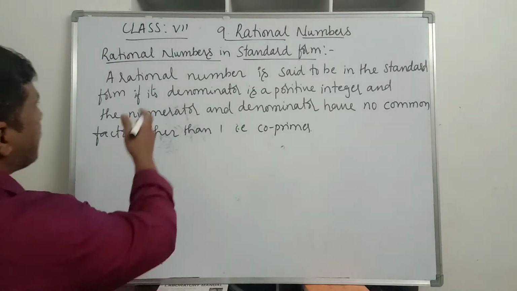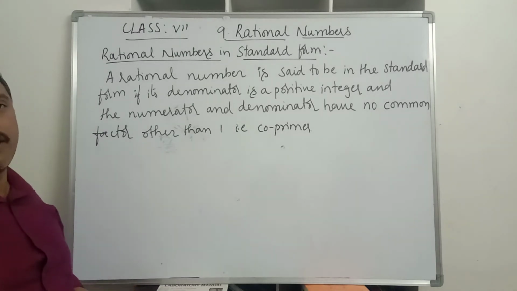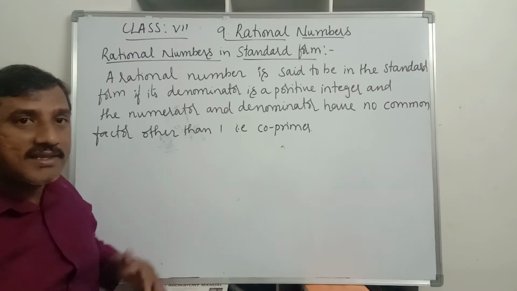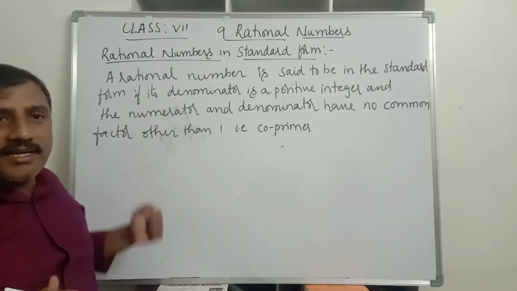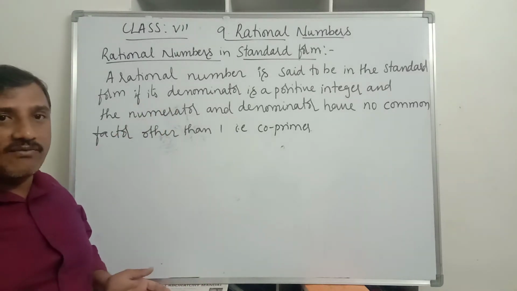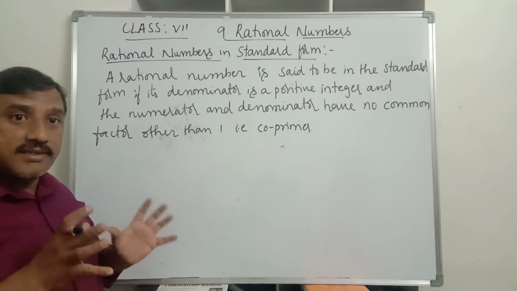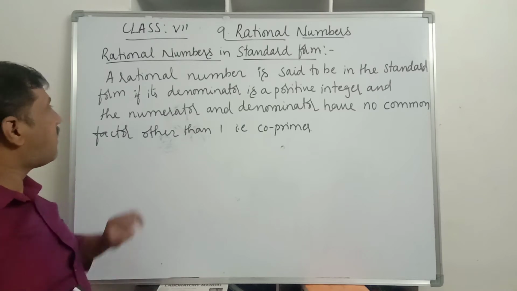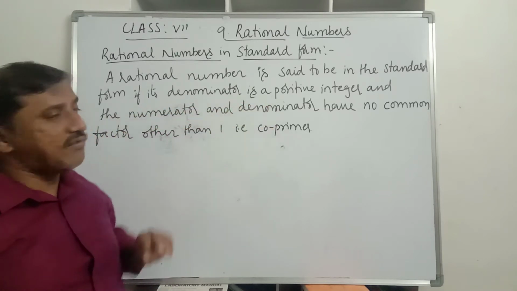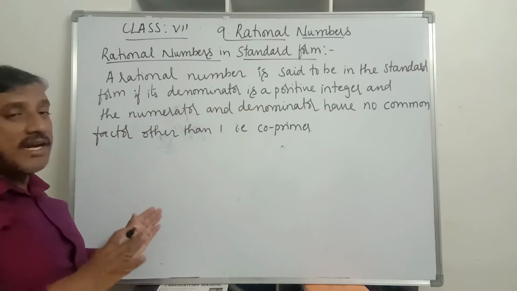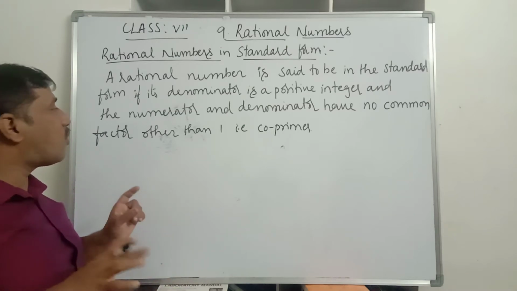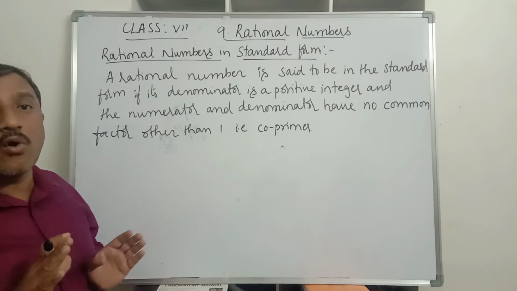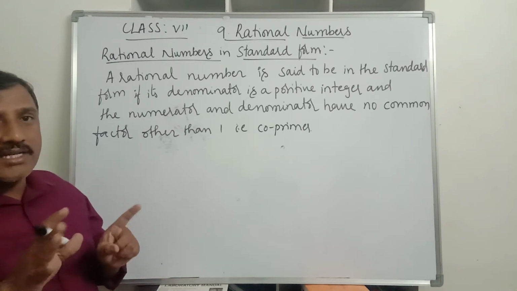Now we will discuss rational numbers in standard form. Which rational numbers are in standard form, and which are not in standard form? A rational number is said to be in the standard form when its denominator is always a positive integer, and the numerator and denominator have no common factor other than 1, that is, they are co-primes. So here two conditions they should satisfy.